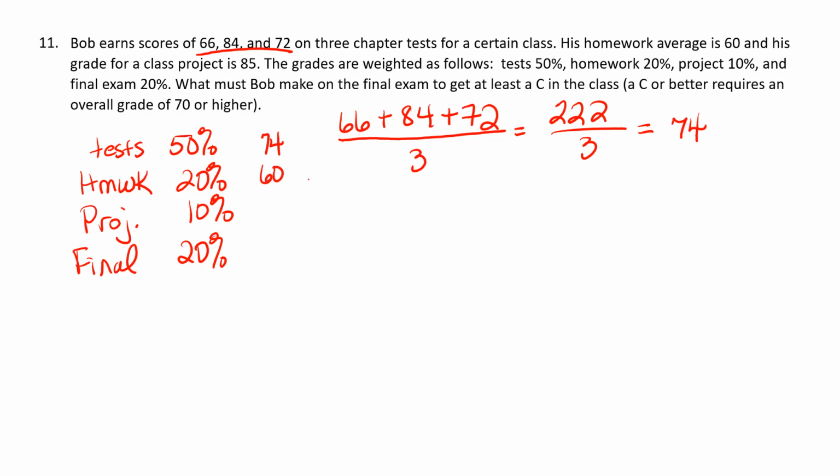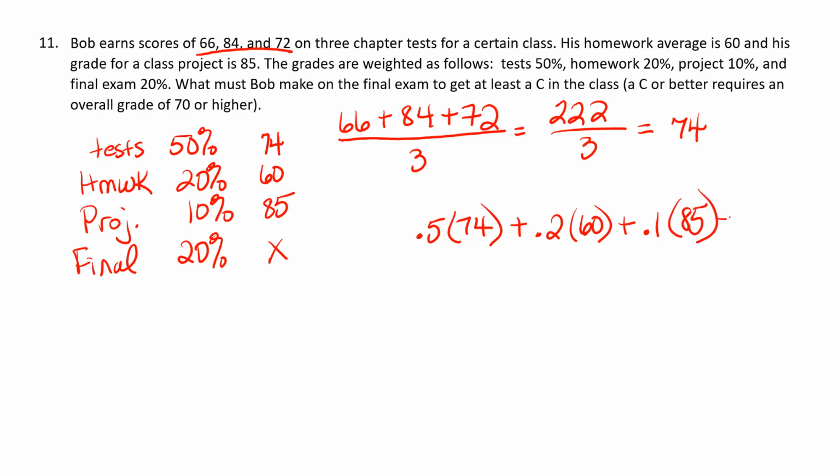His project, he got an 85. And his final is what we don't know. So to figure out his grade, we just multiply the percentages times the average in each category. So his tests are worth 50%, so 0.5 times his test average. And then 60 is his homework average, that's 20% of his grade. And then 10% of his grade is the project. And then the other 20% is the final, which we don't know.